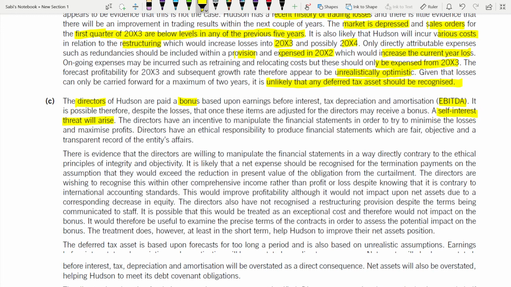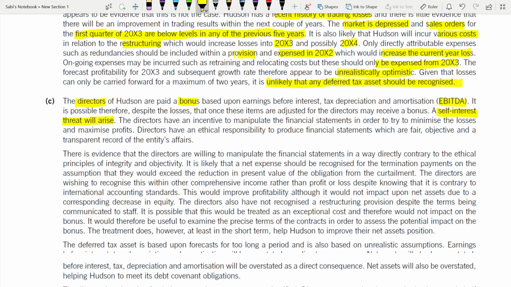Because bonus means what? They have their own financial interest there. So it's a self-interest, it's clear from the word. Bonus, any types of revenue, earnings. So a self-interest threat will arise. The directors have an incentive. Because the self-interest threat is there, definitely there's an incentive to manipulate the financial statements in order to minimize the losses and maximize the profit. Because higher the profit, higher the bonus. It's clear, no? Common sense.